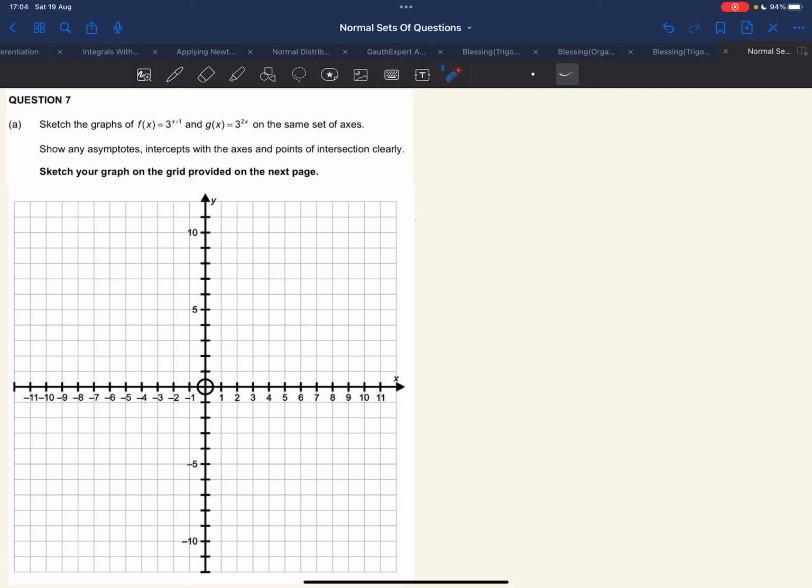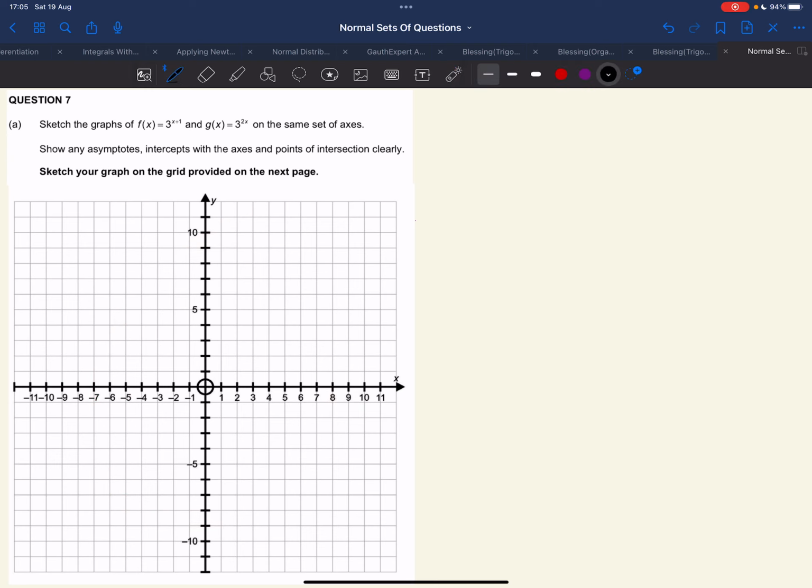Okay, so in question 7, they say: A, sketch the graphs of f of x equals 3 to the power of x plus 1 and g of x equals 3 to the power of 2x on the same set of axes shown. Show any asymptotes, intercepts with the axes, and points of intersection clearly. Right, and then we're going to draw the functions on this given grid.